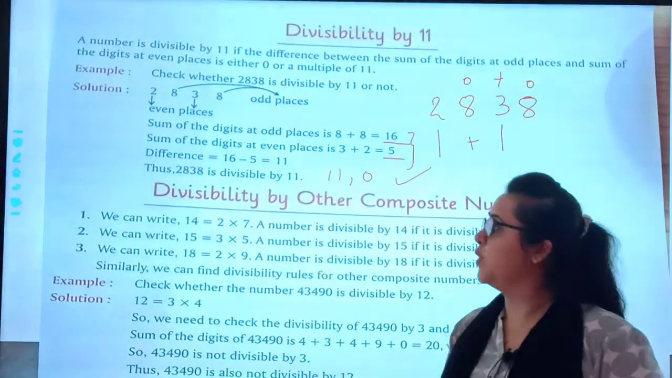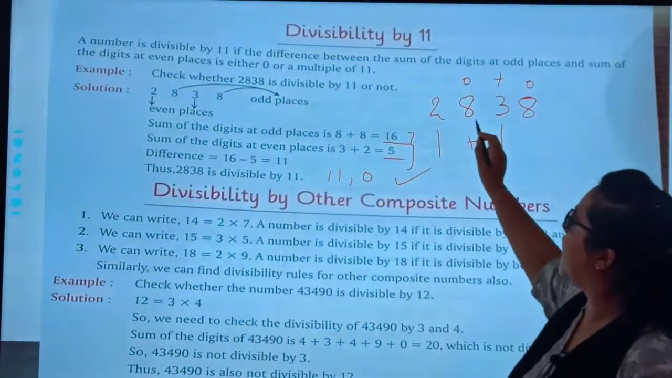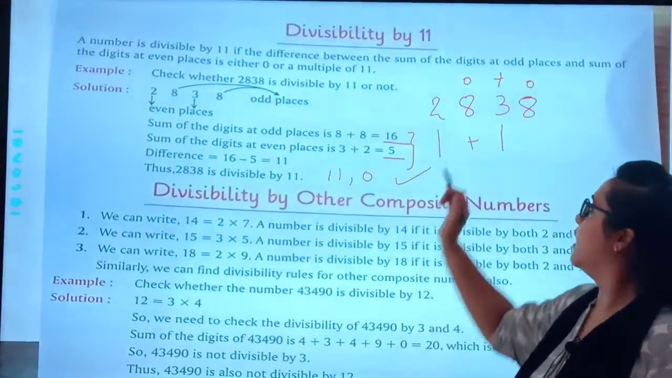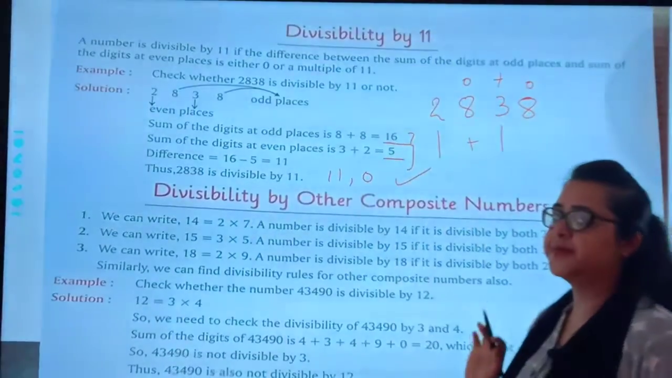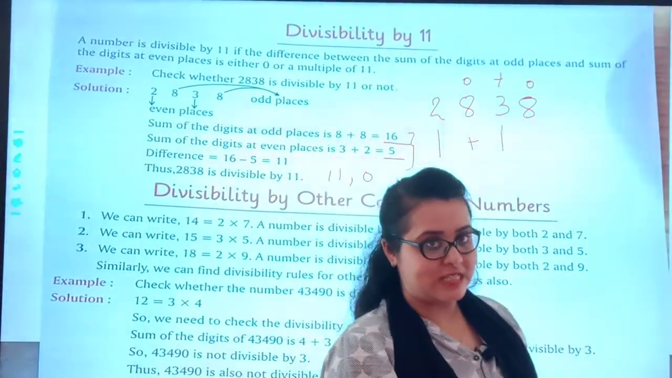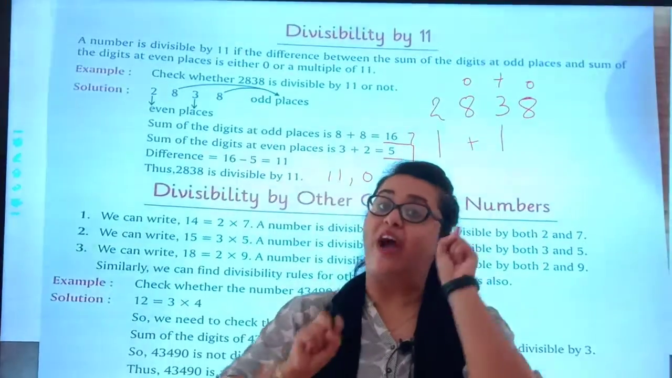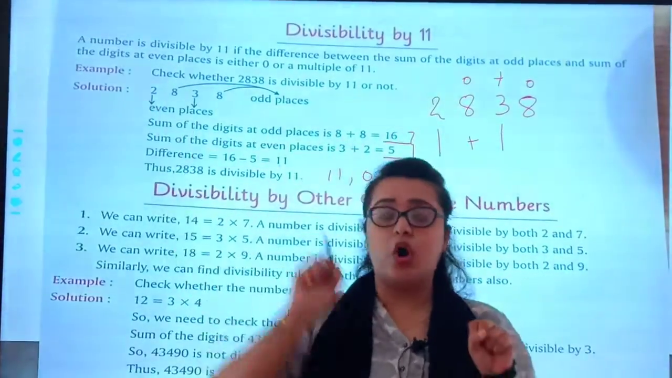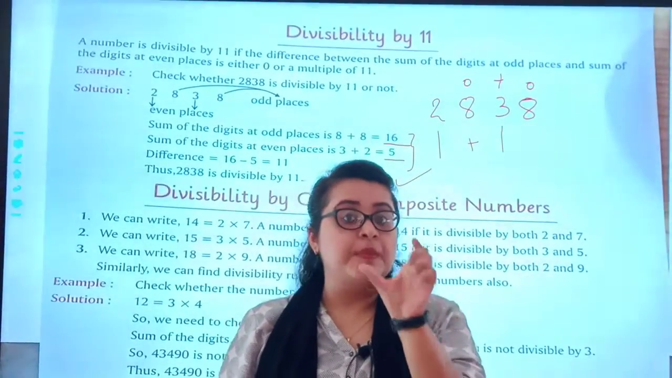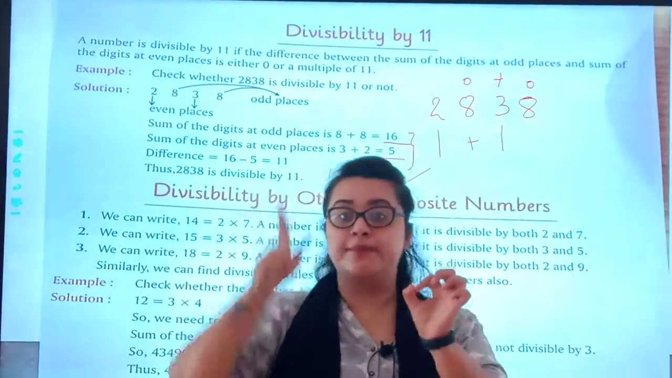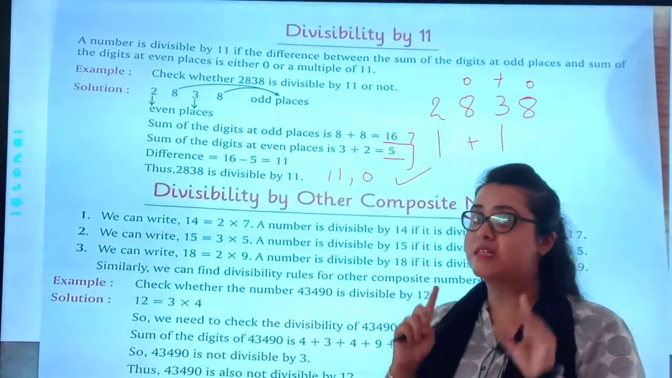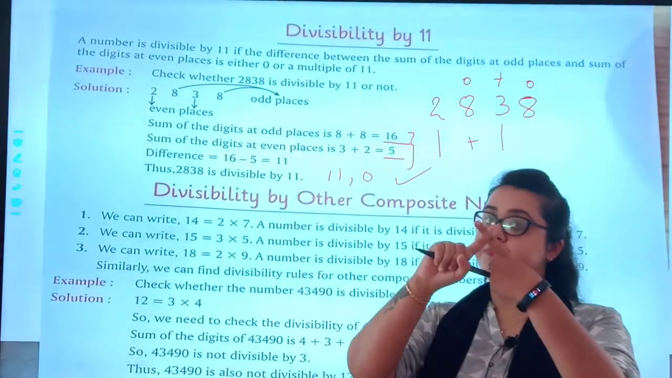I repeat it for you. For the given number, that is 2838, I will have a look at even, odd, even, odd. Okay. Now what will I do? I will add the odd places, add the even places. Then I will subtract them, the final answers, the even answer and the odd answer. Then what will I check? That the answer should be 0 or a multiple of 11. If one of these two answers comes, then it is right, otherwise it is wrong.